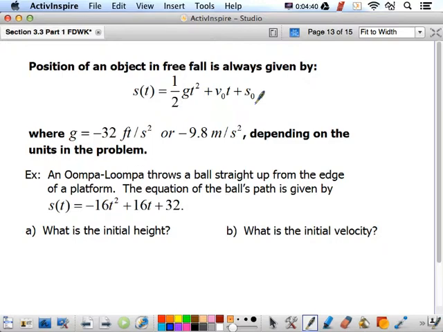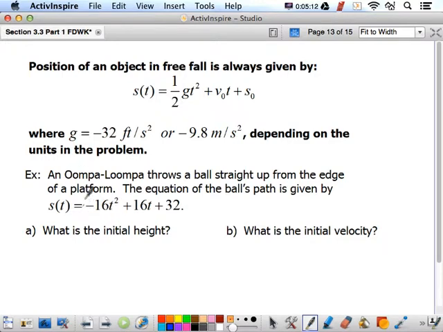So let's take a look at this one. An Oompa Loompa throws a ball straight up from the edge of a platform. The equation of the ball's path is given by the function s of t equals negative 16t squared plus 16t plus 32. Now, you should be able to figure out by looking at it whether it's in feet or meters. This number right here is negative 16, that's half of negative 32. So we know that that is in feet. So that's your first clue.